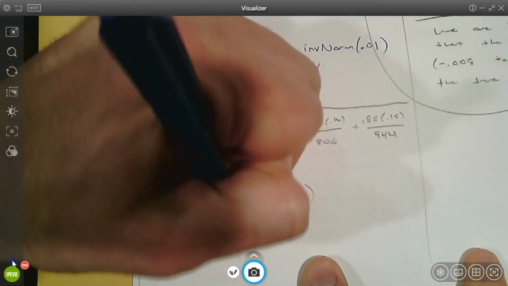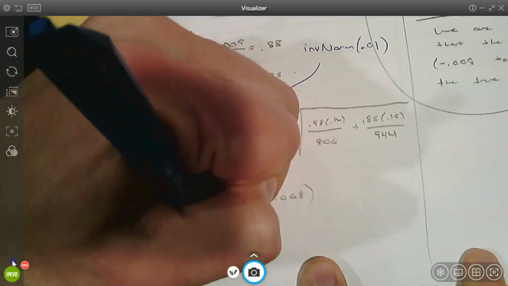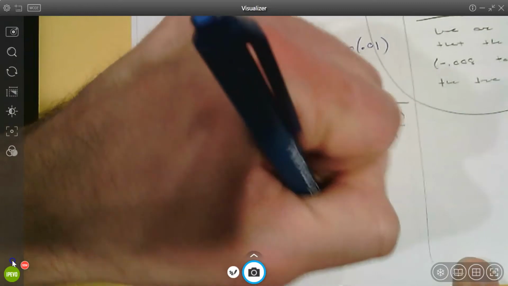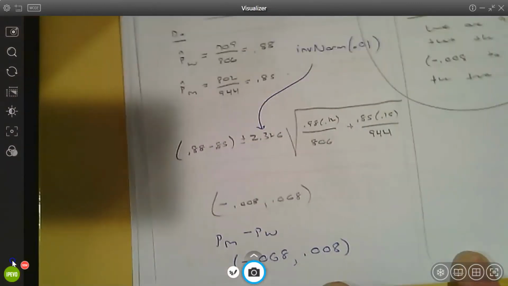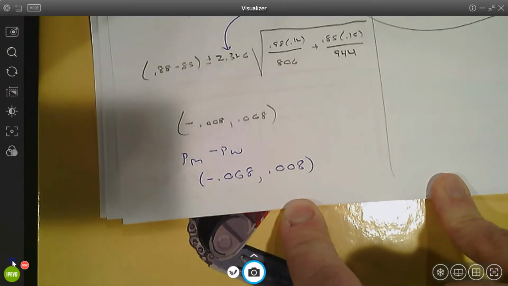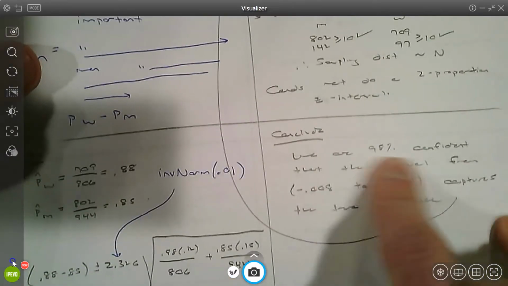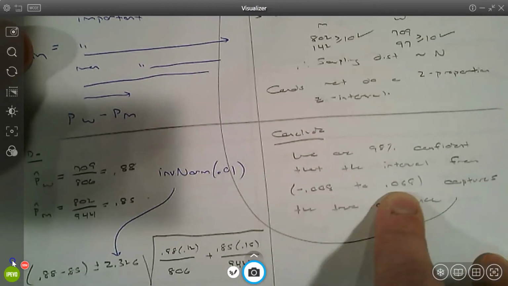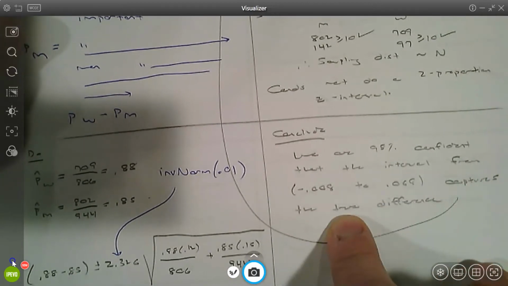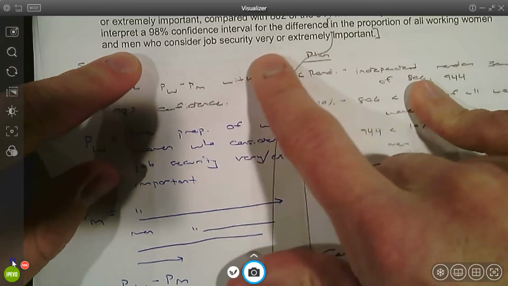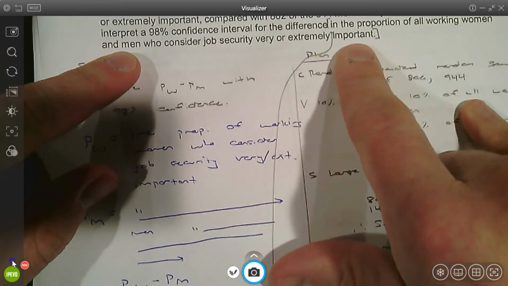If you did men minus women, you're going to get approximately negative 0.068 to positive 0.008. Same values, just opposite signs. So, conclusion. We are 98% confident that the interval from negative 0.008 to 0.068 captures the true difference, stripping the context, in the proportion of all working women and men who consider job security very or extremely important.